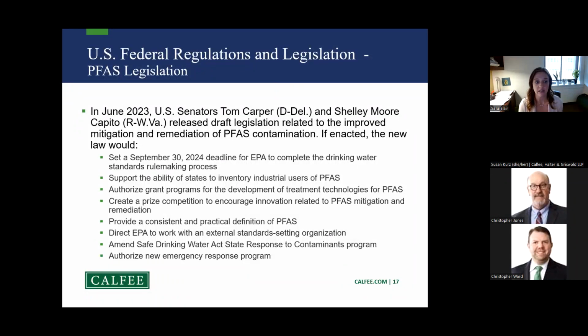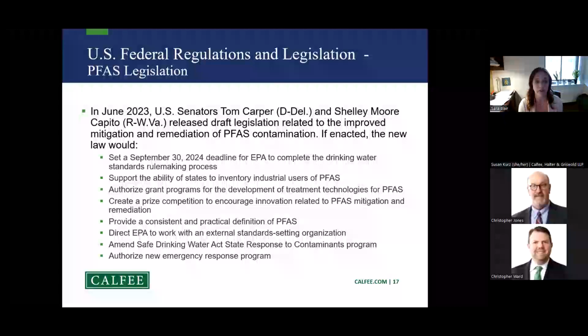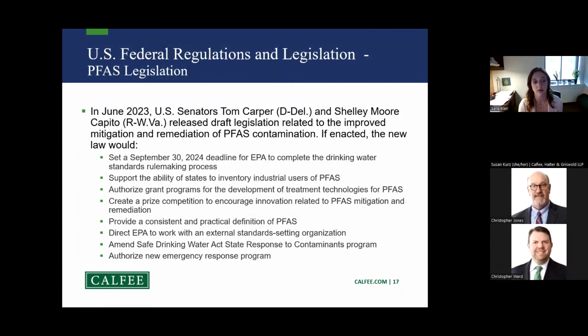EPA to complete the ongoing rulemaking process to set the drinking water standards, support the ability of states to inventory industrial users of PFAS within their borders, authorize grant programs for the development of treatment technologies, and create a prize competition to encourage innovation in the development of said technologies.